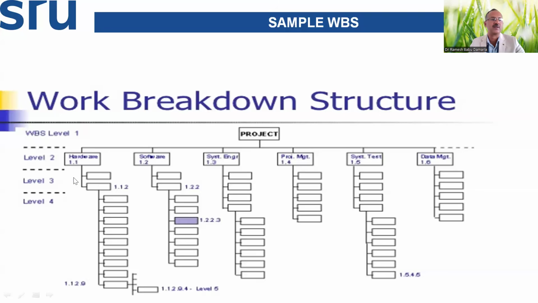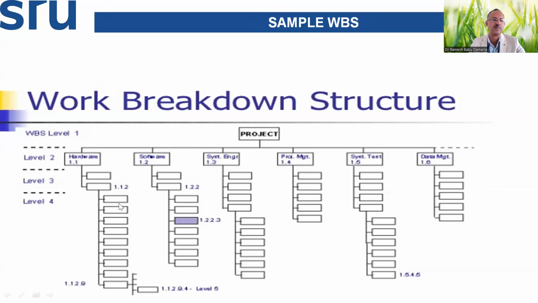Further, level 3. So from 1.1 we further divide into 1.1.1 and 1.1.2. And when it goes to level 4, we have numbers like 1.1.2.9, 1.1.2.1, like that. So level 5 further. This is how the WBS numbering is allocated and unique.